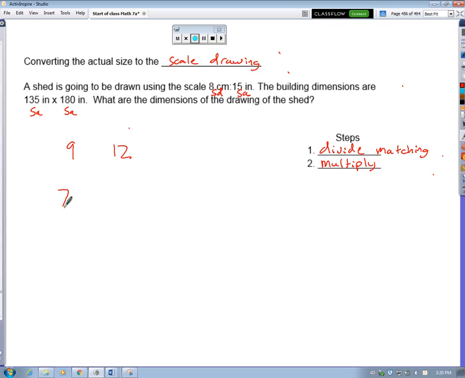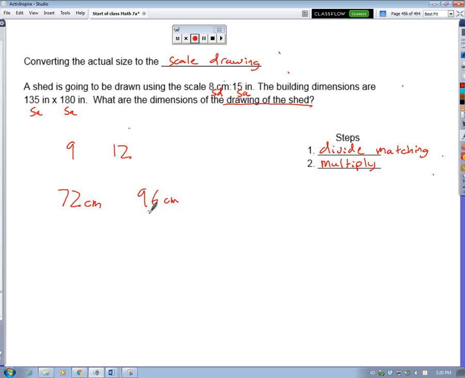So 9 times 8 gives me 72, and that's going to change it to centimeters, and 12 times 8 is going to give me 96, and we're going to change that to centimeters since that's what we multiplied by. So the dimensions of our drawing of the shed when we draw this on paper is going to be 72 centimeters by 96 centimeters. Okay, and that is our answer.